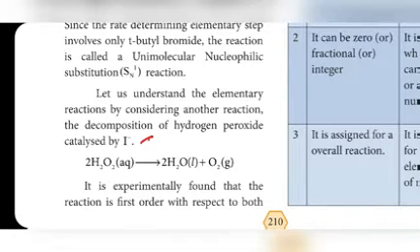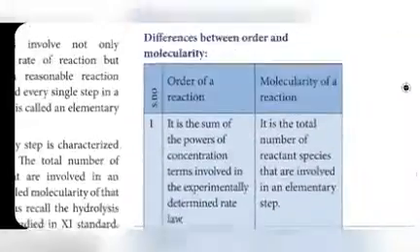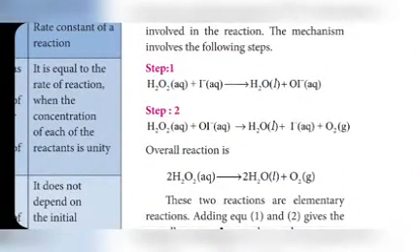Let us understand the elementary reaction by considering another reaction, the decomposition of hydrogen peroxide catalyzed by I minus. In this arrow mark I minus will come. Decomposition means splitting. Which one is decomposed here? Hydrogen peroxide, formula H2O2. H2O2 is decomposed, which means it will convert into water and oxygen. This reaction is catalyzed by I minus, because that is the catalyst here.